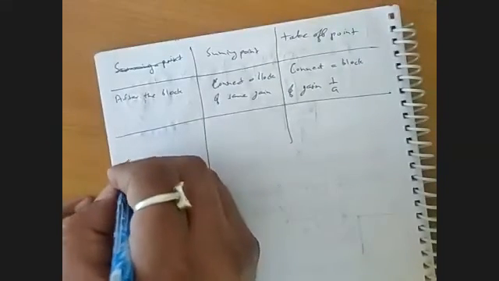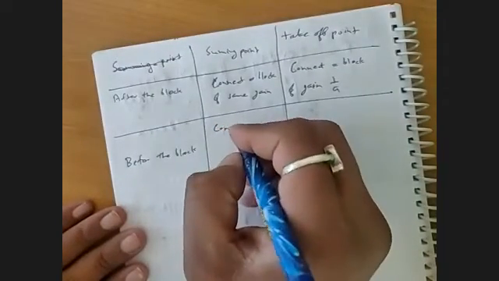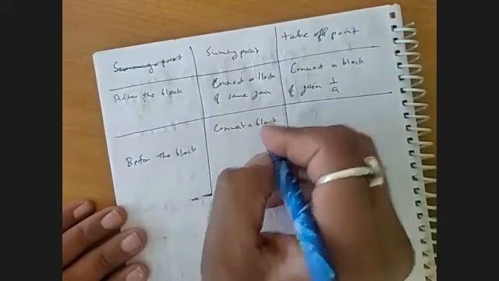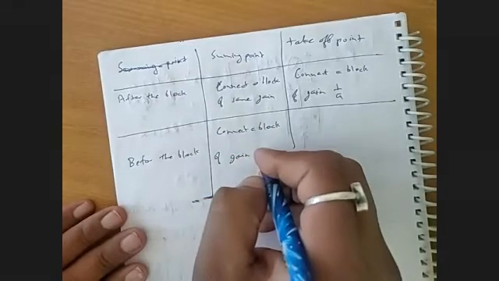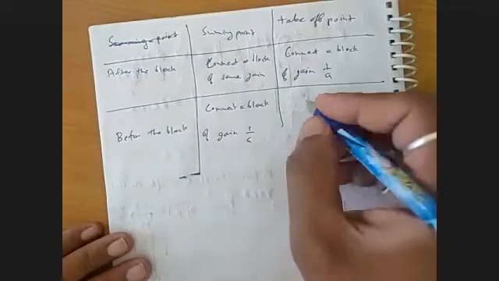And whenever we are shifting before the block, we will connect a block of gain 1 by G. And whenever we are taking a takeoff point before the block, we will connect a block of gain G. That means the shifting property is opposite in the case of summing point and takeoff point.